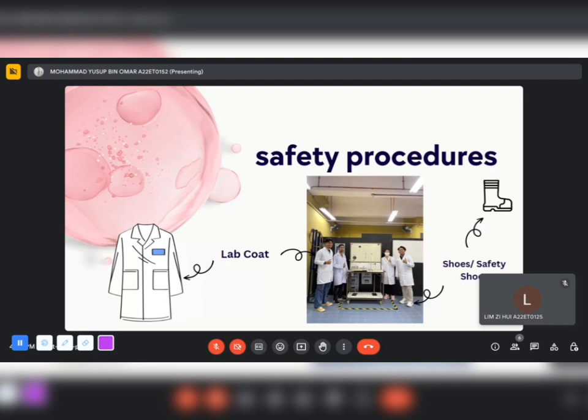So I pass the safety procedure to Saefullah. Thank you, Yusup. So here we are going to talk about the safety procedure that we need to follow when we are in the lab. First, we have a lab coat, which we need to wear when we enter the lab or when we do the experiment. Then we need to wear safety shoes, which is proper PPE to make sure ourselves are protected.